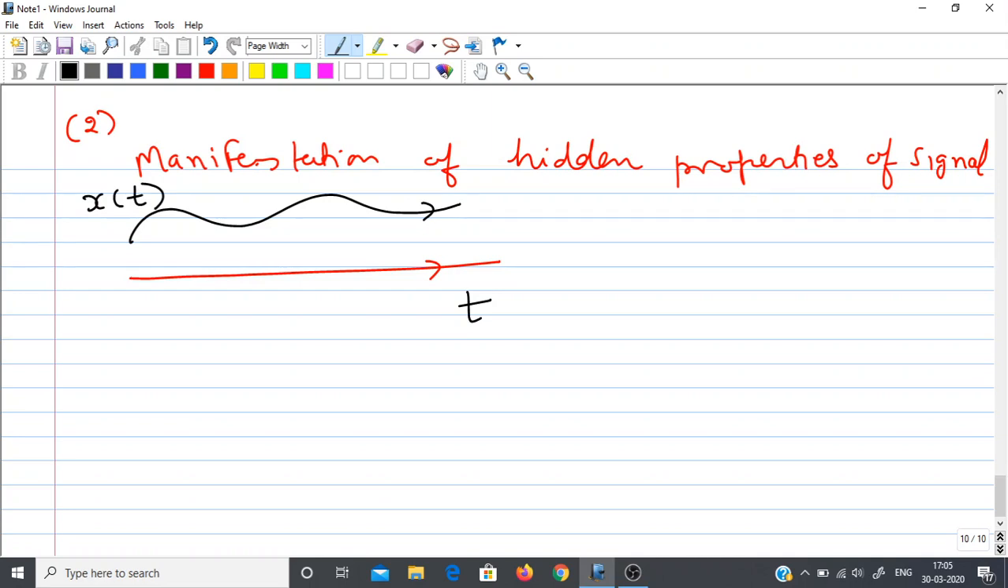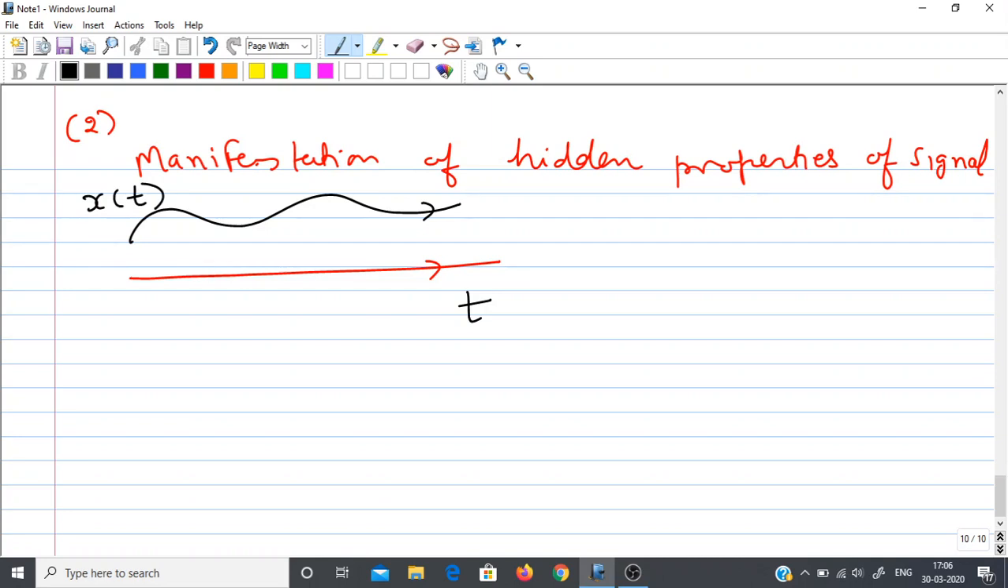So there could be several other properties. I have given a simple example that some of the properties of the signal may not be clear or obvious in the original domain, but when we transform the signal in some other domain, those properties may become obvious or clear or distinguishable. So therefore, when we take the transform of the signal, some hidden properties may manifest very well. This is the second reason.